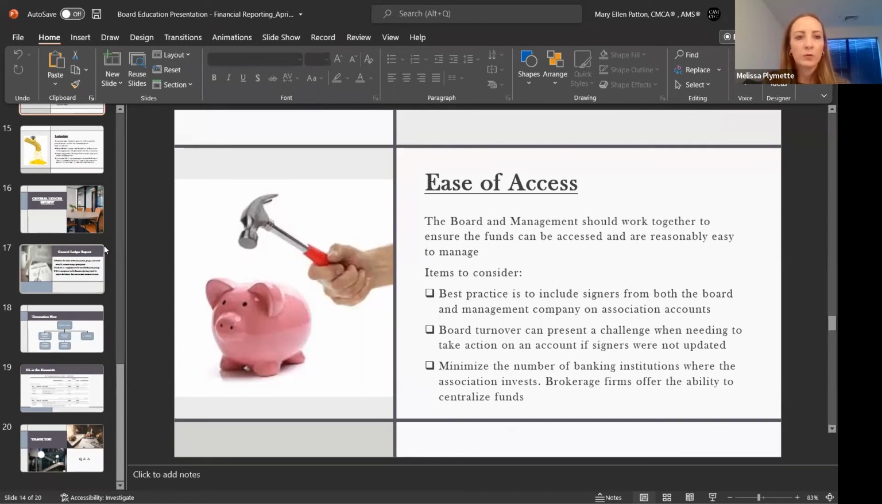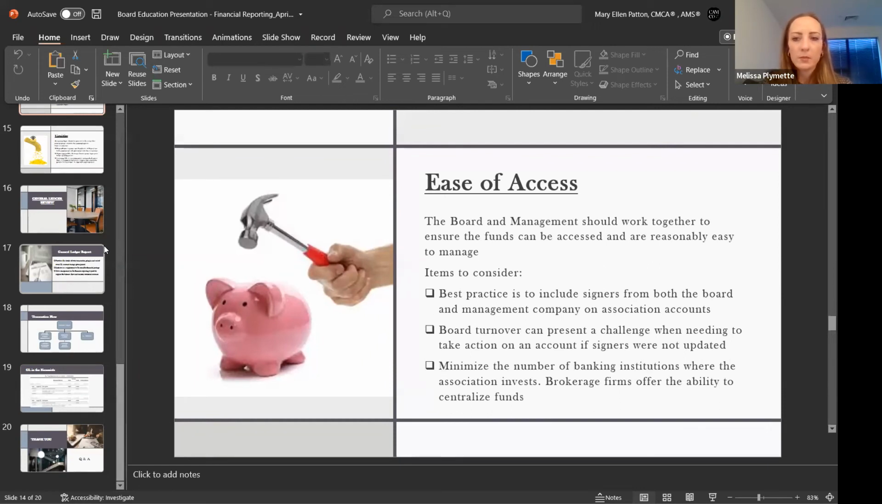There obviously will be board turnover, and that can make it difficult. For example, if the association has a long-term CD that comes due and the signers on the account are all board members, but they're no longer on the board, and maybe they no longer even live in the community, it becomes very difficult for the association to get that money.